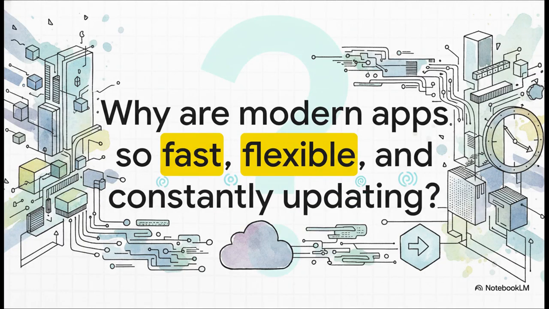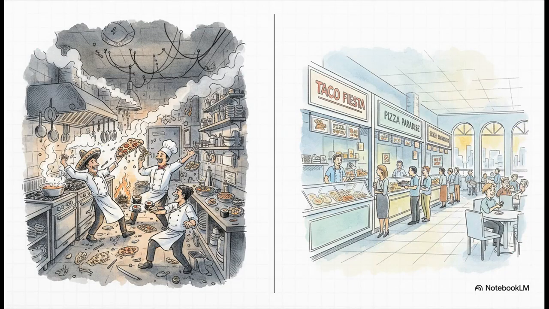So you ever wonder about that? How your favorite apps seem to get new features all the time with no downtime and they just work? Well, it's not magic. It's because of a huge shift in how we think about building software. And to really get our heads around it, we're going to use a really simple analogy. That's it. A food court.